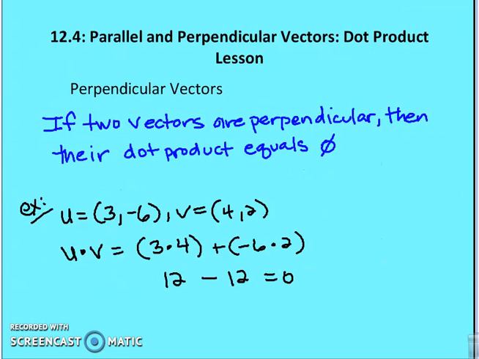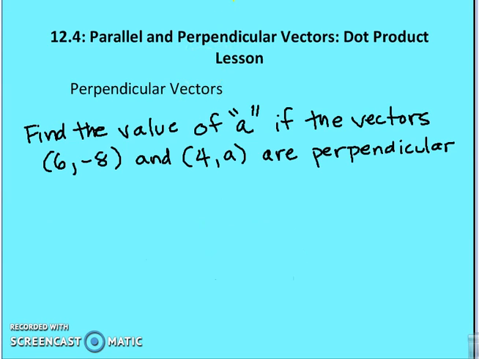All right, perpendicular vectors. If two vectors are perpendicular, then their dot product is equal to 0. I have a vector u, 3, negative 6, and vector v is equal to 4, 2. I take their dot product: 3 times 4 plus negative 6 times 2 ends up being 12 minus 12, or 0. So we can see these two vectors are perpendicular to each other because their dot product is equal to 0. Now we're going to go through a couple of problems.